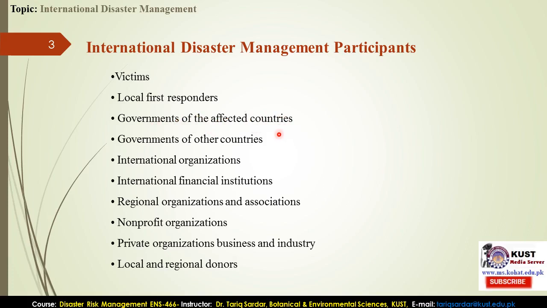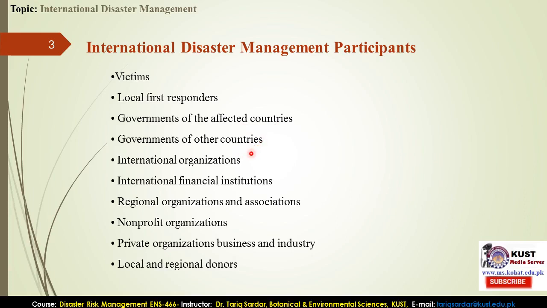Up next are the governments of the other countries, and how they are responding to the victims. For example, if an earthquake occurs in Pakistan, it may also affect other countries, depending on how much the aftershocks are felt there, or whether it is confined to that country. So how are the governments of other countries responding, and what is their framework for collaboration or response to that kind of disaster for the victims in the affected country?